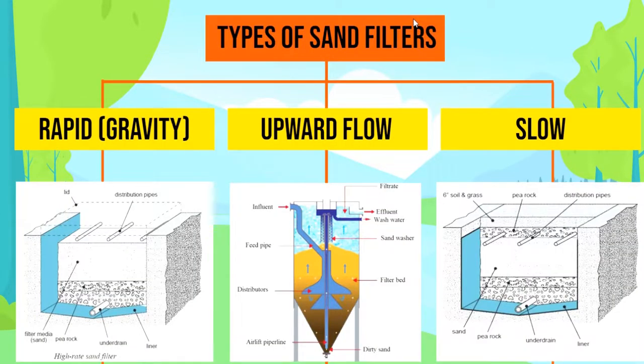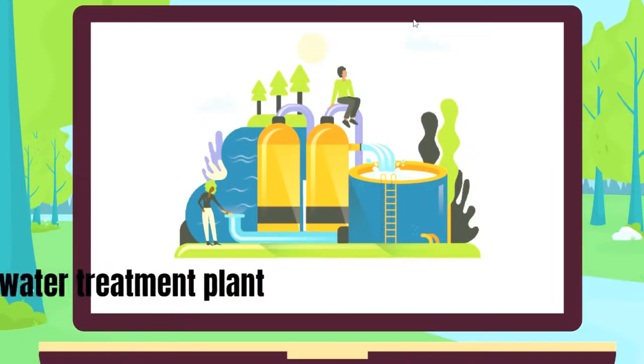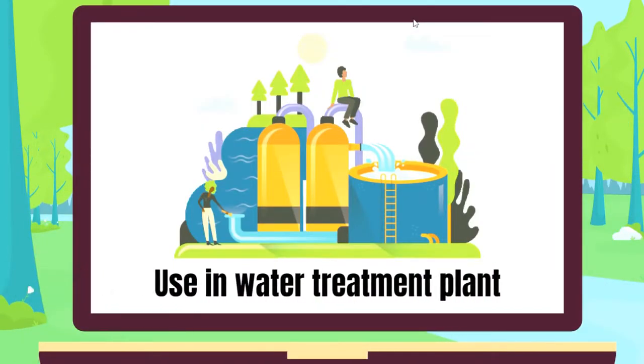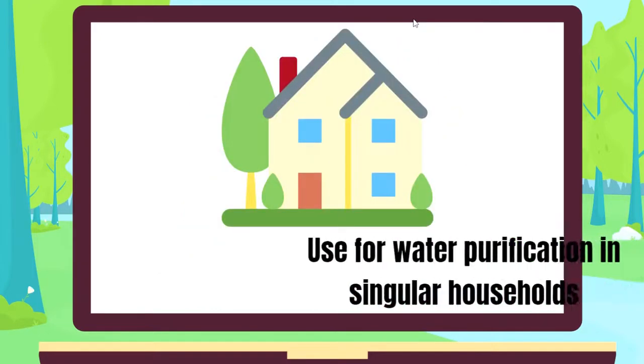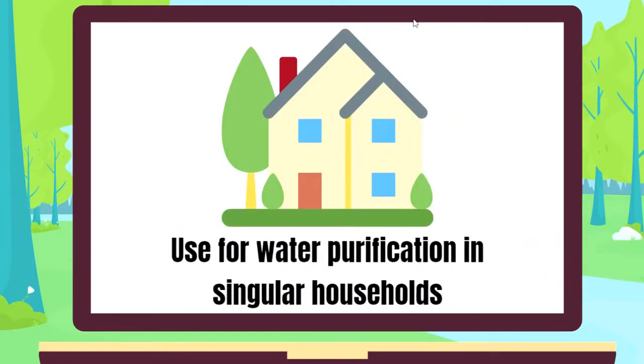There are three main types: rapid gravity sand filters, upward flow sand filters, and slow sand filters. All three methods are used extensively in the water industry throughout the world. Sand filters can, apart from being used in water treatment plants, be used for water purification in singular households, as they use materials which are available for most people.